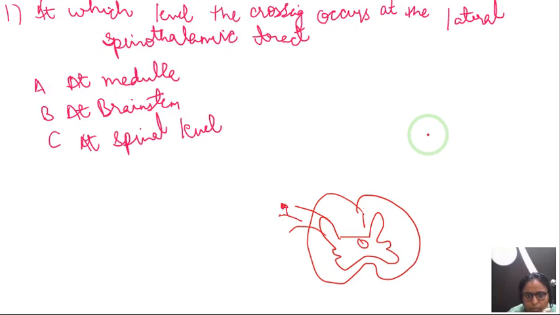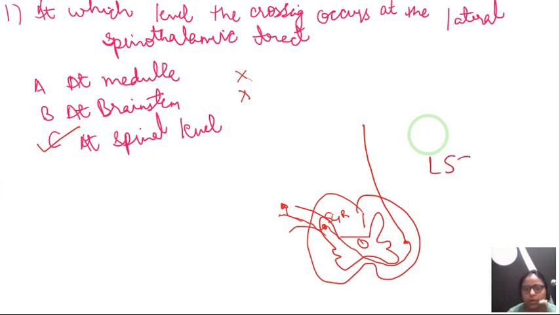So here is the dorsal root ganglion, here the dorsal gray horn at the substantia gelatinosa of Rolando, and from here it crosses to the lateral column, and from here it ascends. So the crossing occurs not at the medulla, not at the brainstem, it occurs at the spinal level. So the answer would be the spinal level. Fine. So this is your lateral spinothalamic tract.